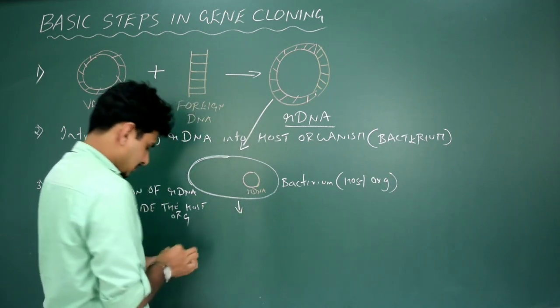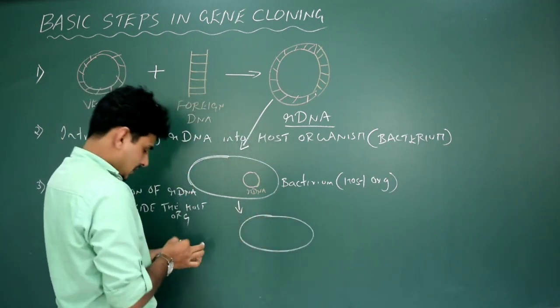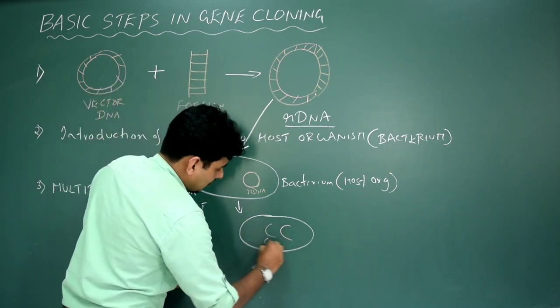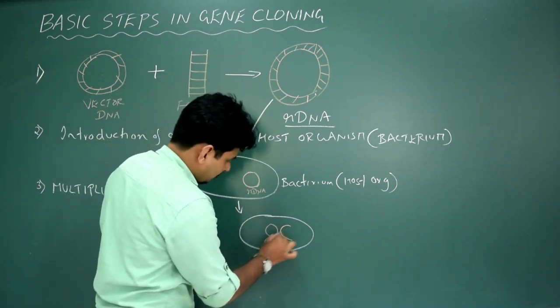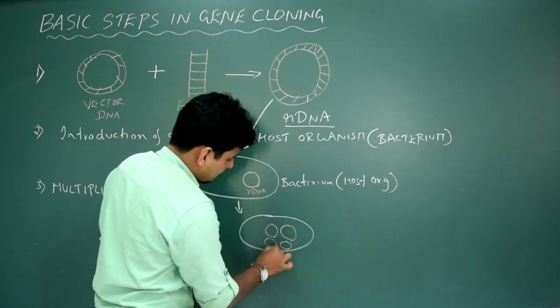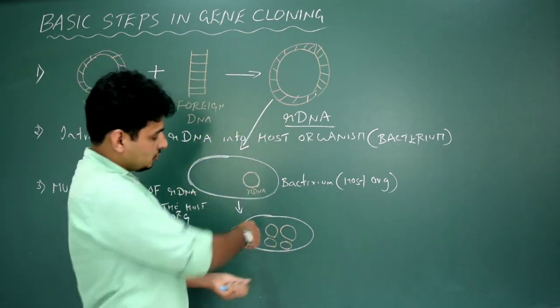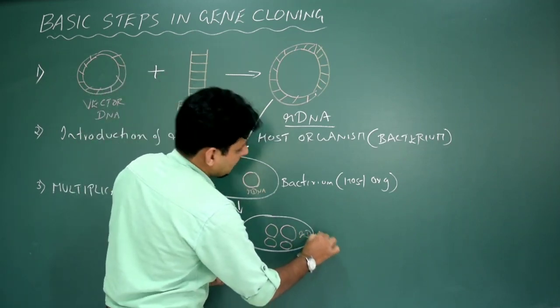What's going to happen? We just have to draw one more, the same diagram of the bacteria. Okay, inside the bacteria, what's going to happen now? Multiplication of this rDNA takes place. So we just draw the rDNA. Earlier only one rDNA was introduced, but now inside the same host you see 4 rDNA. So that is multiplication. rDNA, many rDNAs.